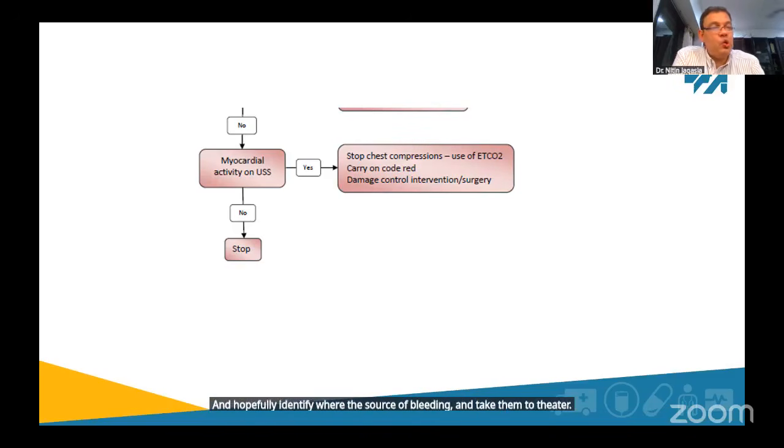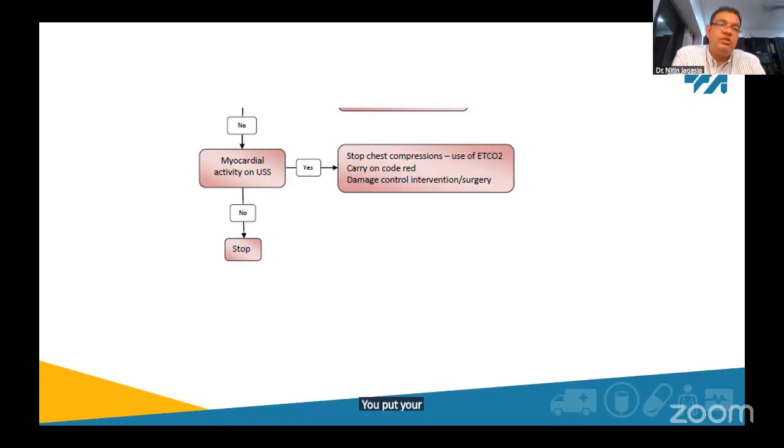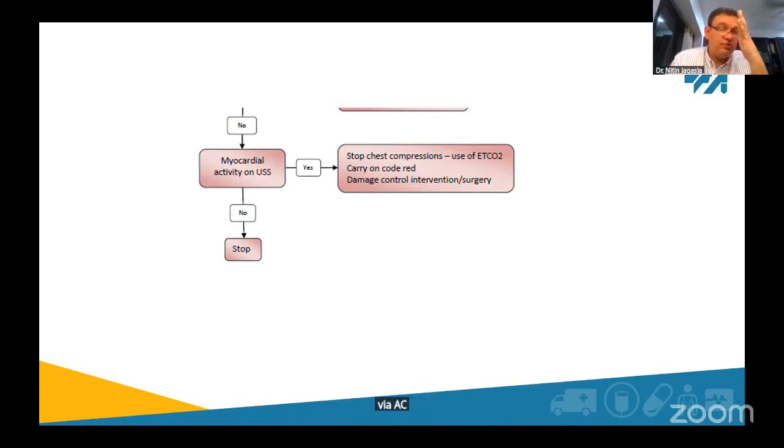But if you've got no cardiac activity, so we're talking about a cardiac arrest patient with downtime more than 15 minutes in penetrating trauma or any number of minutes in blunt trauma, if you can't feel a pulse, you've intubated, you put your probe, and you don't see any cardiac activity, you just have to stop. You're not going to reverse this by your ACLS protocol.